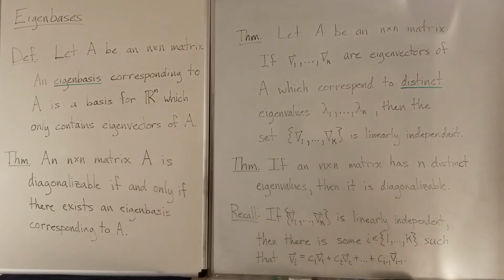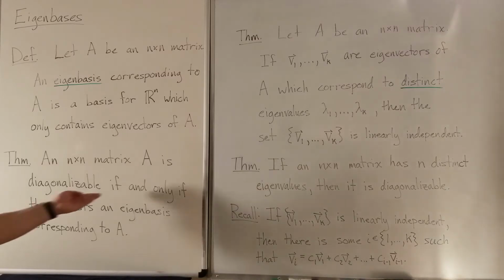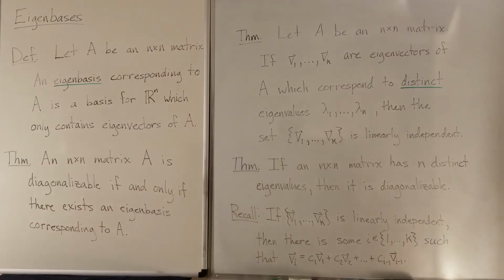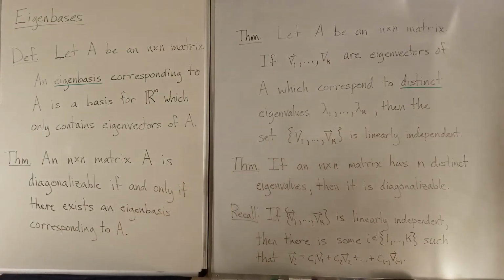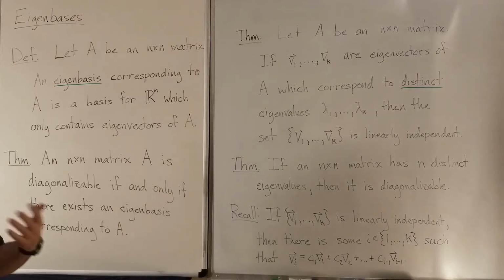So we have this theorem here. An n by n matrix A is diagonalizable if and only if there exists an eigenbasis corresponding to A. This if and only if is a two-way implication. So let's just talk about the forward implication. Suppose A is diagonalizable. In other words, there exists a P and a D so that A is equal to P D P inverse, and D is diagonal and P is invertible.